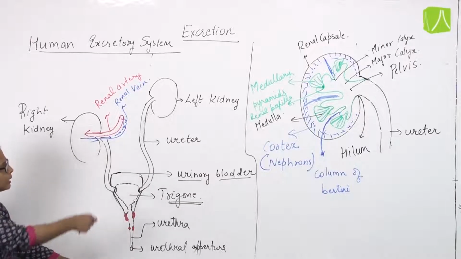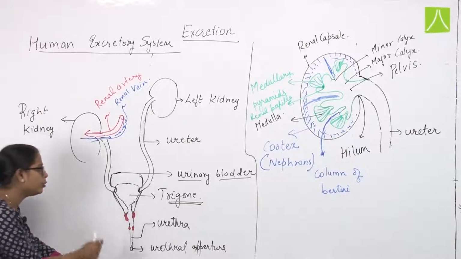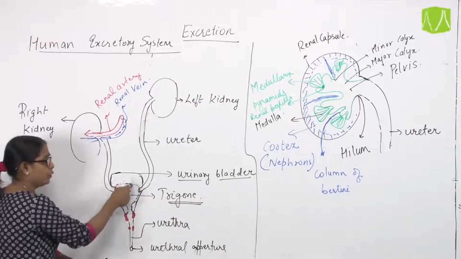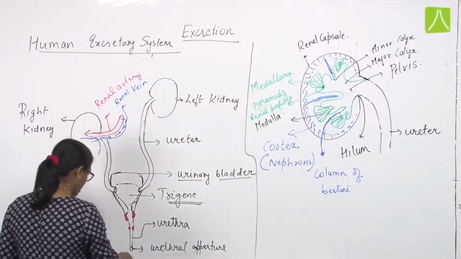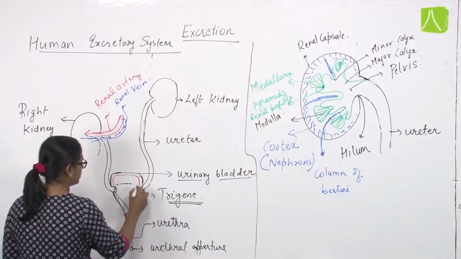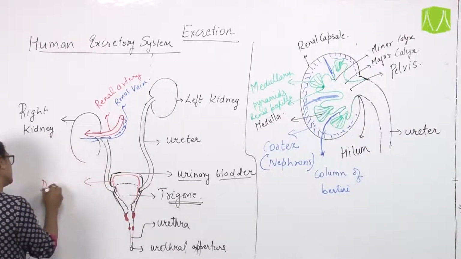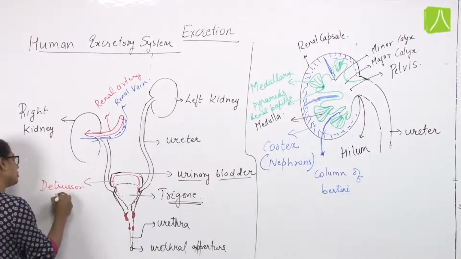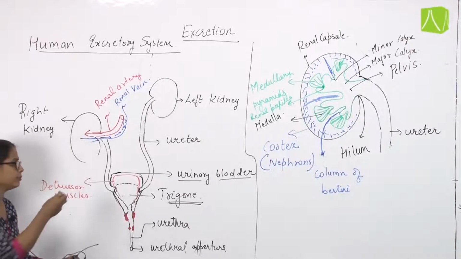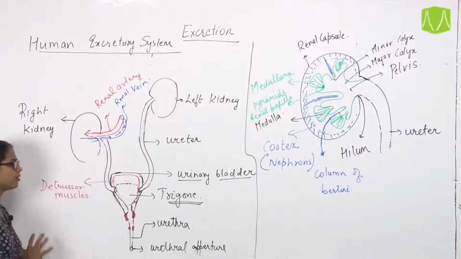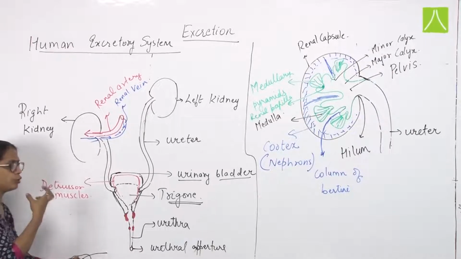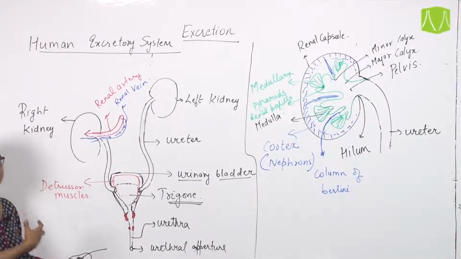Whatever urine forms in the kidney, that means in the nephron, that urine is going to collect for some time inside the urinary bladder. The urinary bladder also has a type of muscle inside it, known as detrusor muscles. The detrusor muscles are smooth muscles that help in contraction and relaxation. Basically, not much contraction and relaxation takes place here, but they help in storing the urine for a particular time period.